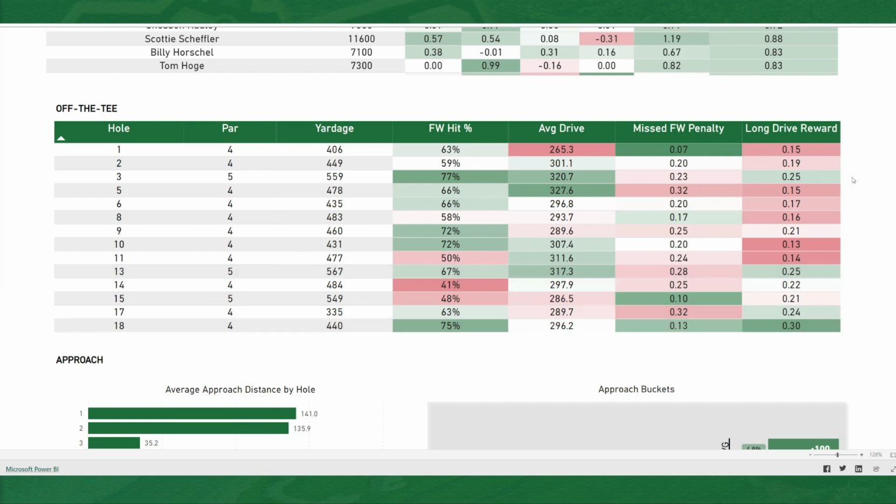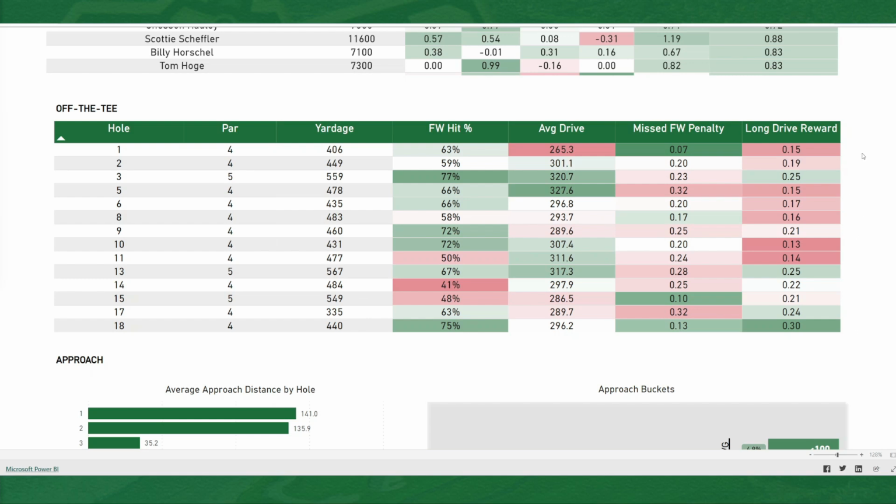If you are able to hit a drive longer than the average on that hole, you are designated with a long drive. And the scoring averages are also calculated based on whether you hit a long drive or not. So for example, the holes that reward you the most for hitting a long drive, or a drive longer than the average on that hole, hole number 18, that is worth nearly a third of a stroke. Hole number 13, that's worth a quarter of a stroke. So you can see where opportunity lies.